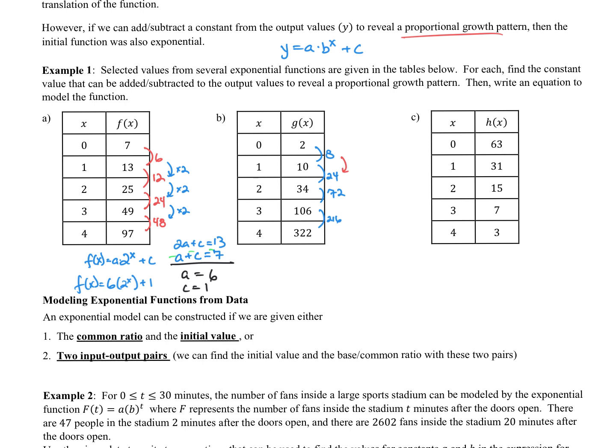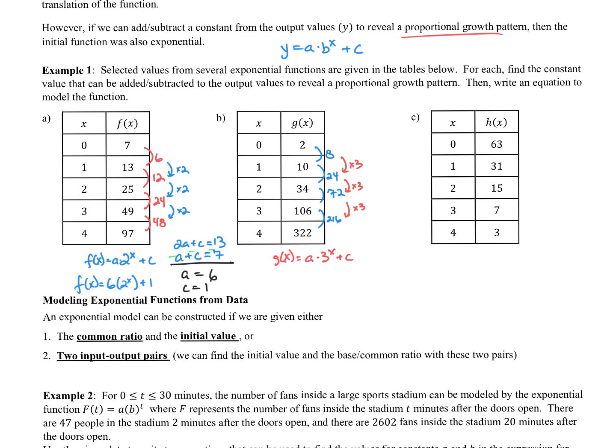It's being multiplied by 3. So my proportional growth here is multiplying by 3. All right. And so this gives me my g of x. I don't know my a yet, but my b is going to be what? 3. So now I have 3 to the power of x plus my constant. And I need to solve for my A and my C.